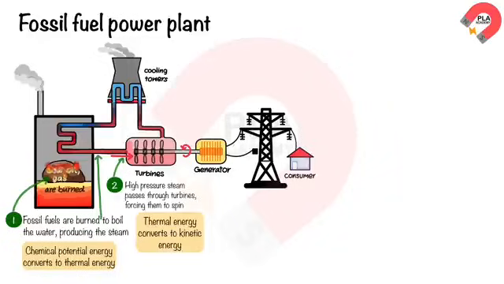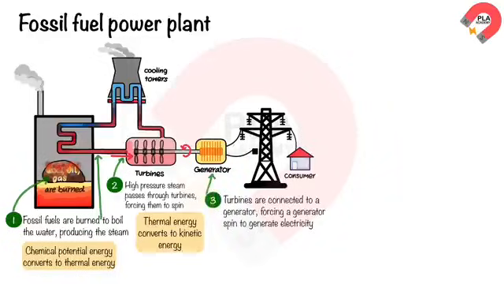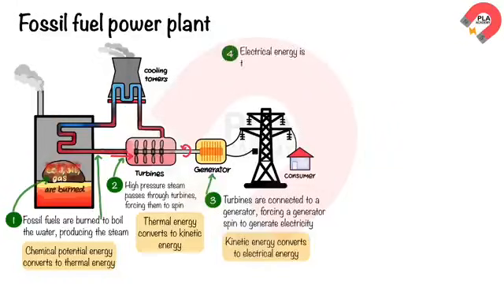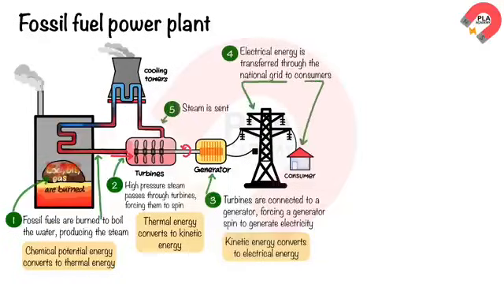The turbines are connected to a generator, which causes the generator to spin and generate electricity. This changes kinetic energy to electrical energy. This electrical energy is transferred through the national grid to homes or industrial factories. The steam that passed through the turbines is sent to cooling towers and returns to the boiler again.